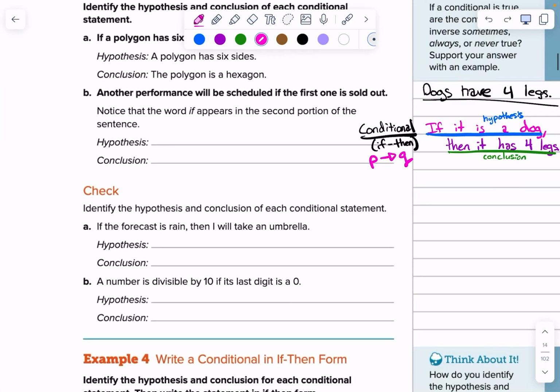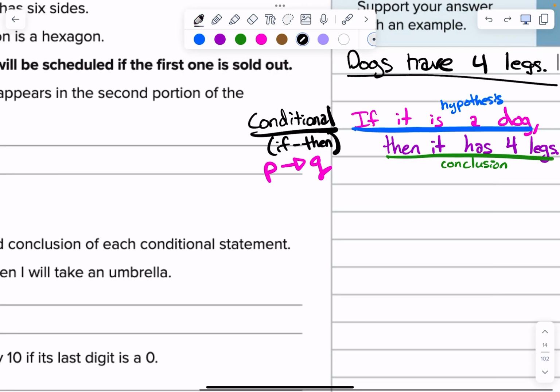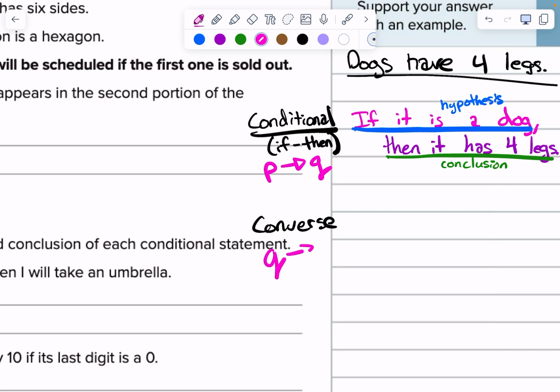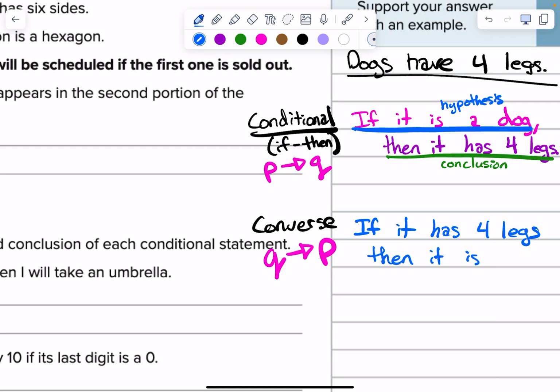Next thing is the converse. Okay? Converse. Not the shoe. Here's what converse says. Converse takes it and switches it around. So it's Q, then P. So if I switch those 2 statements around, what will that say? It changes the if and then part too. So if it has 4 legs, then it is a dog.